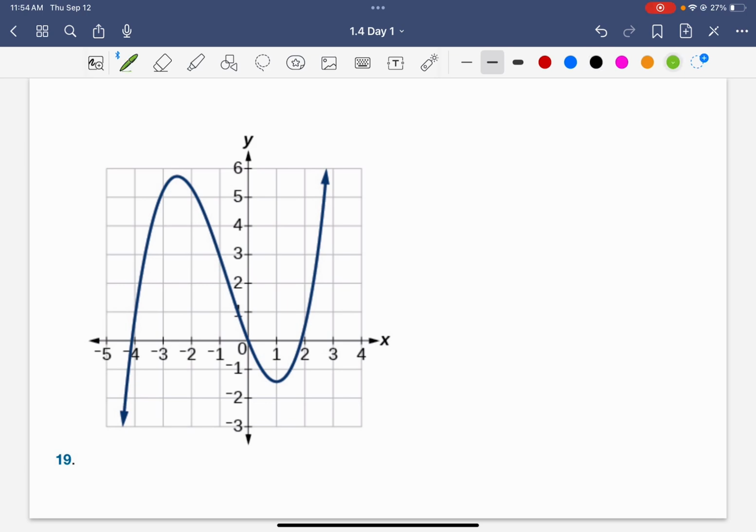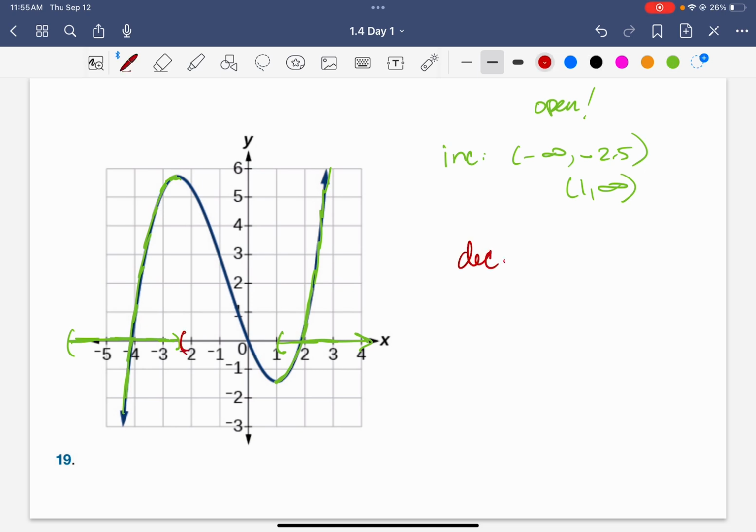So it looks like as my inputs go from negative infinity up to about here, that's increasing, right? The graph seems like as we walk from left to right, it's rising. So increasing would be negative infinity to about negative 2.5. And it looks like it's increasing again from 1 out this way, from 1 out to positive infinity. Note all of these are open intervals. They do not include the endpoints.